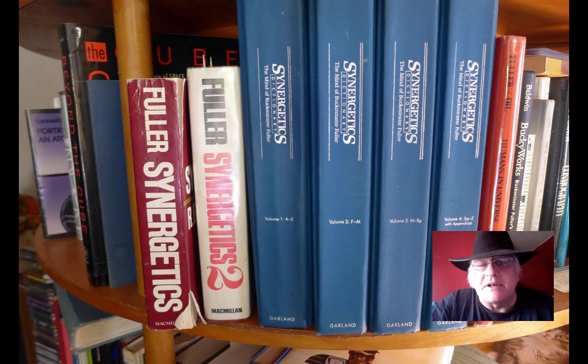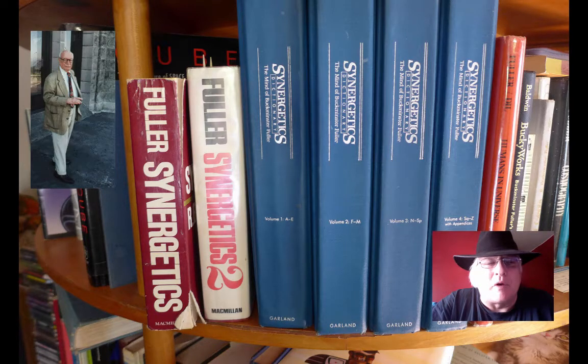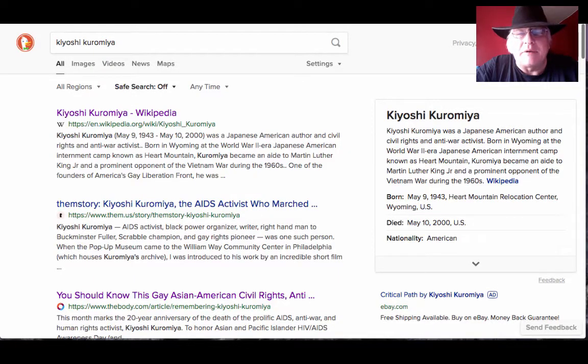But just zooming in a little bit and a little bit more, it's a little bit blurry, but you can see the Synergetics Dictionary there in 4 volumes. That was put together by Ed Applewhite, and I've talked about him quite a bit, and I want to talk about another Bucky collaborator again today, someone I've talked about before as well, and that's Kiyoshi Kuramiya.